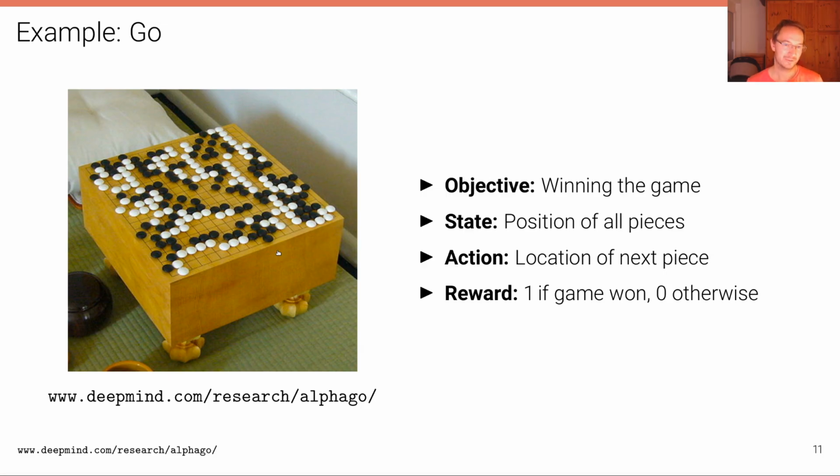There's even a movie now about AlphaGo. The objective is simple: winning the game. It's fully observed. The state space is simple, but it's extremely large because of the many situations that can occur. The state is just the position of all the pieces, and the action is the location of the next piece. The definition of the environment is super easy. The reward is 1 if the game is won, and 0 otherwise. A very long-term reward, extremely long-term, which makes it hard.